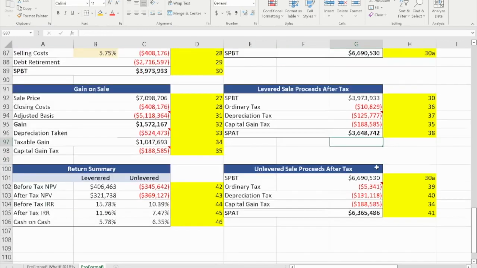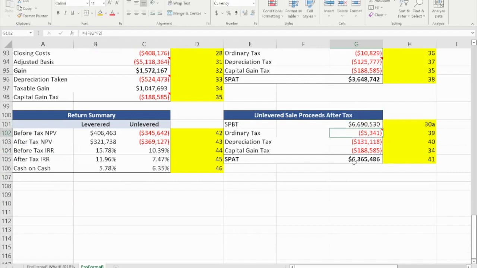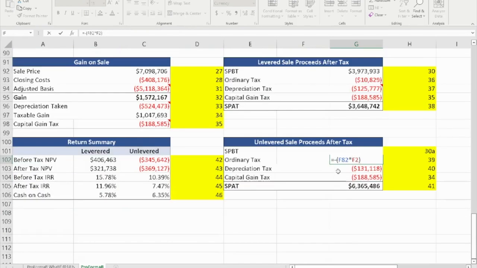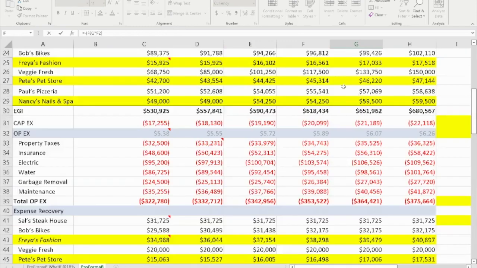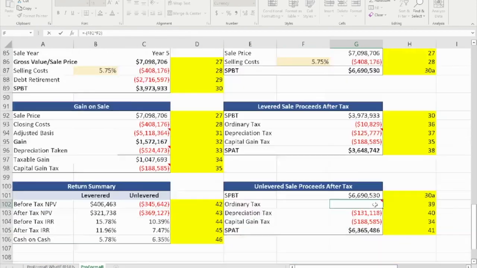Once you're done with that, you're going to complete this table here, which is the unlevered sales proceeds after tax. The sales proceeds before tax, we've calculated that already, which is $6.6 million. And your ordinary tax is going to be equal negative cumulative capex for the 5 years times the ordinary tax, which is the 39%. That should give you 5,341.